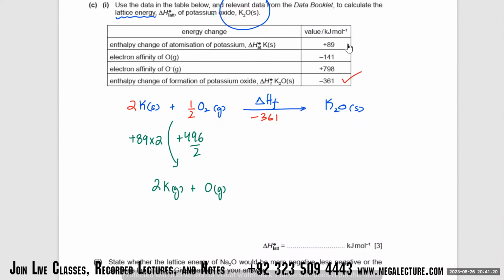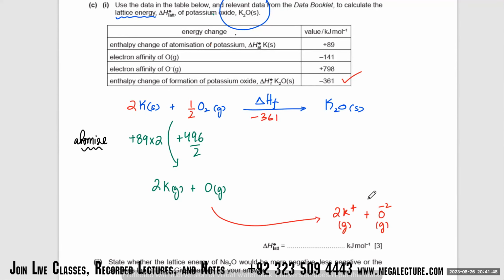Okay, remember just 3 steps. Atomize, after that you're going to ionize. So we're going to ionize. I'm just going to do that in one step again. Potassium needs to be turned into ions, potassium +1, and the oxygen has to be turned into an ion as well. That's -2.